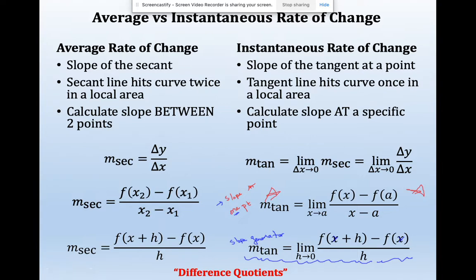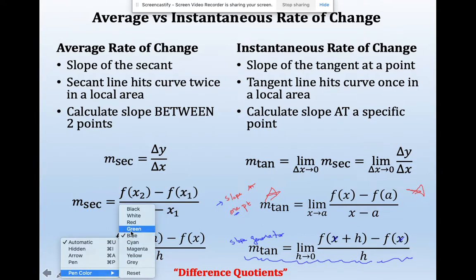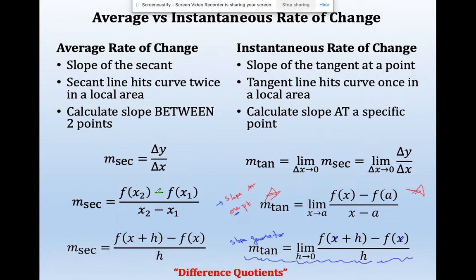Also, write this down in your notes. All of these are called difference quotients. You know why? Because each one of them has a difference and a quotient. And remember, h is the same as x2 minus x1. Difference. Remember, there's a difference in the h because it's still x2 minus x1, quotient.